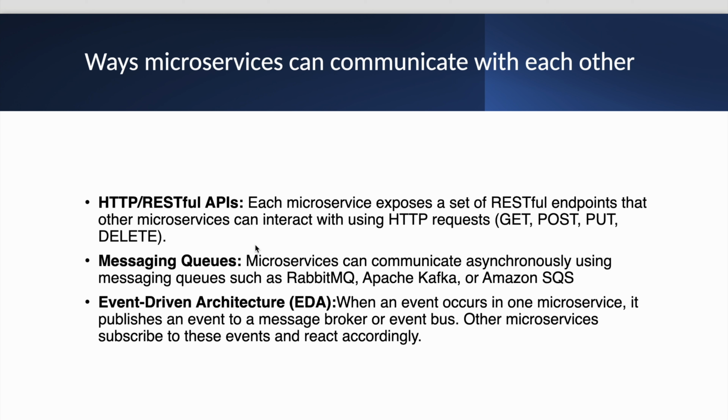The other one is messaging queue. Microservices can communicate asynchronously using messaging queues such as RabbitMQ, Apache Kafka, and Amazon SQS. For asynchronous communication, we can use them. Like we discussed, it's an event-driven approach, the pub/sub models, so we can use that for the asynchronous communication. This RESTful API, this is the synchronous communication. You already have seen it. When we make the request to any API, we wait for the response from that API. So that's the synchronous communication.